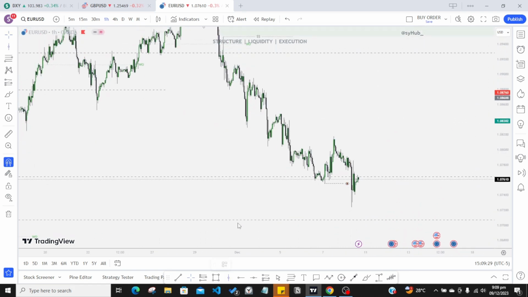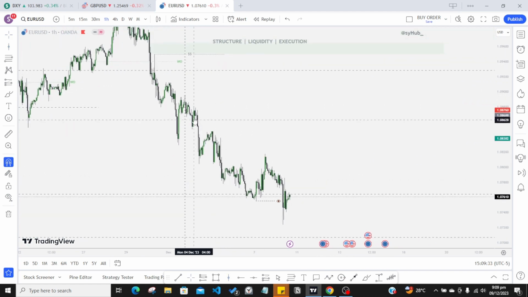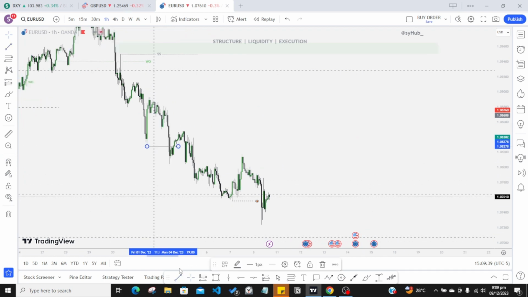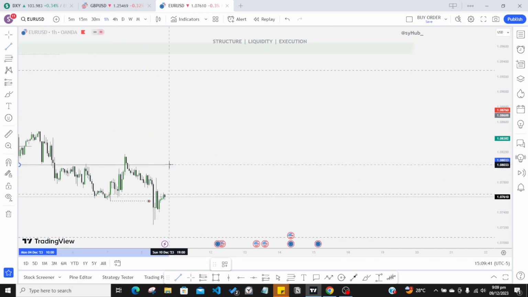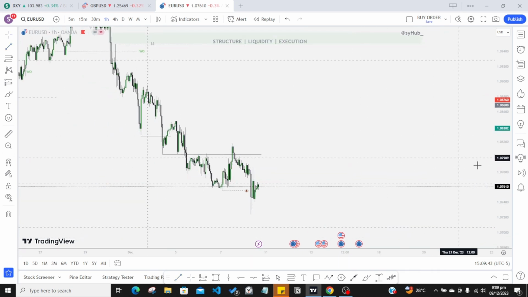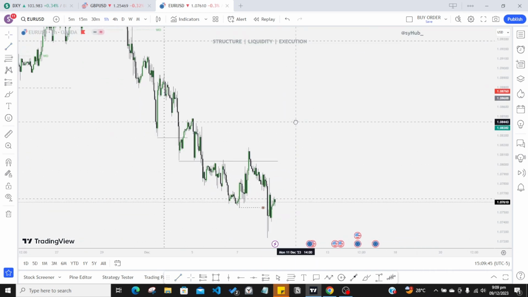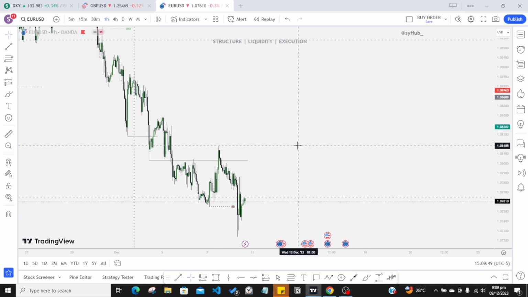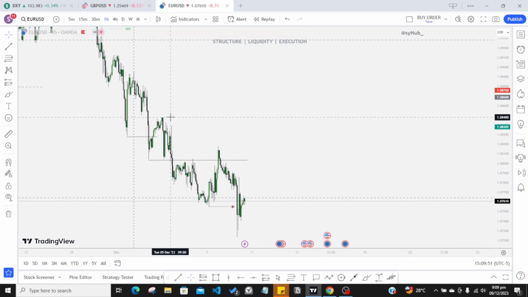So this week started from here. As you can see clearly, price was on a downtrend, or is on a downtrend, a clear downtrend. So what are we looking for? Mostly sales. We are looking for sales. We have no interest taking buys here.